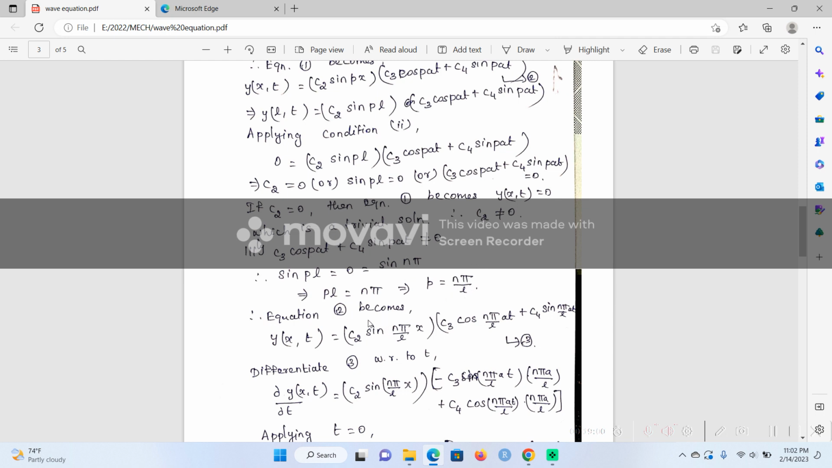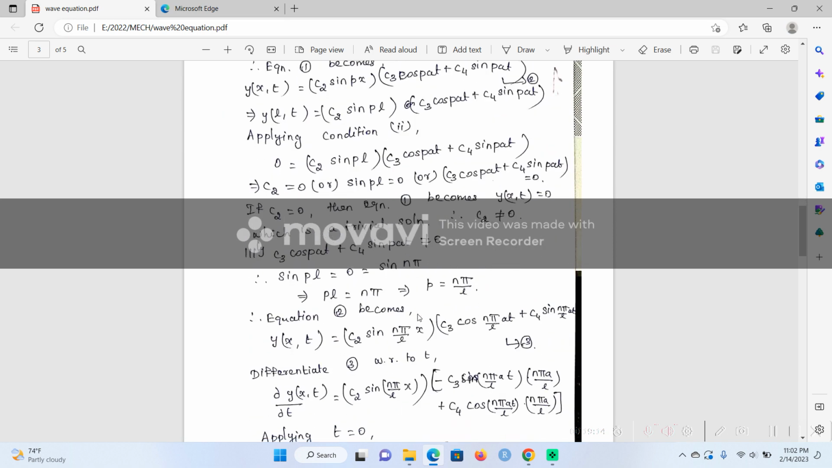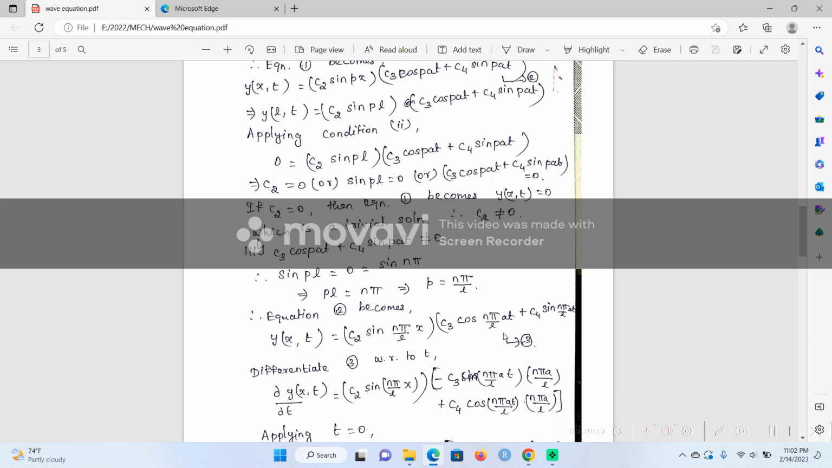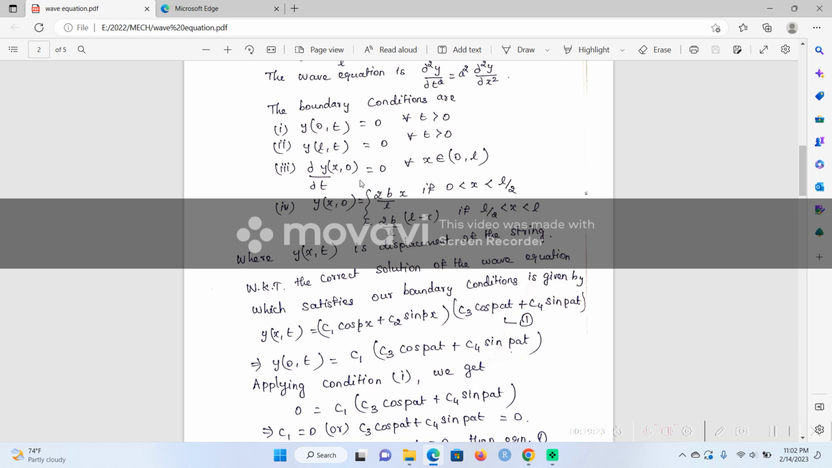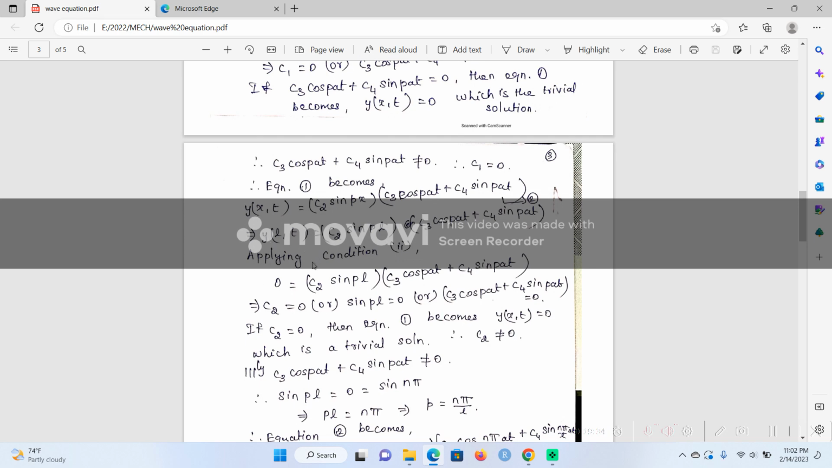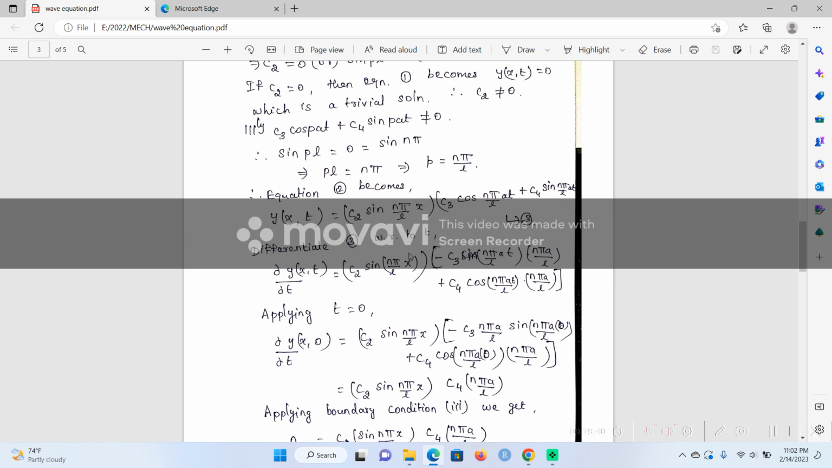So substitute this p value in equation 2 because this is our current modified solution. So substitute p value equal to this n pi by L. So your equation 2 becomes like this, which is considered as equation 3. Next, to apply the third boundary condition, we need dou by dou t of y of x comma t. Afterwards, I have to substitute t value as 0. So I am going to differentiate this equation 3 with respect to t.